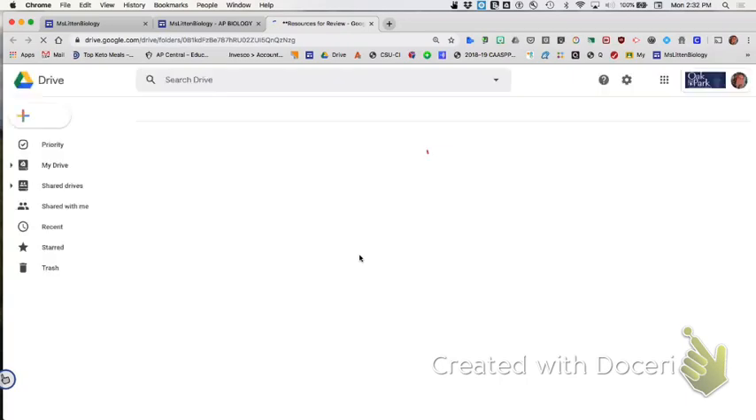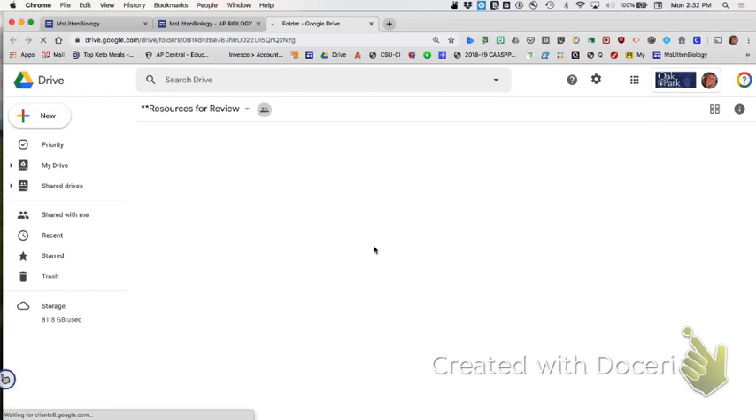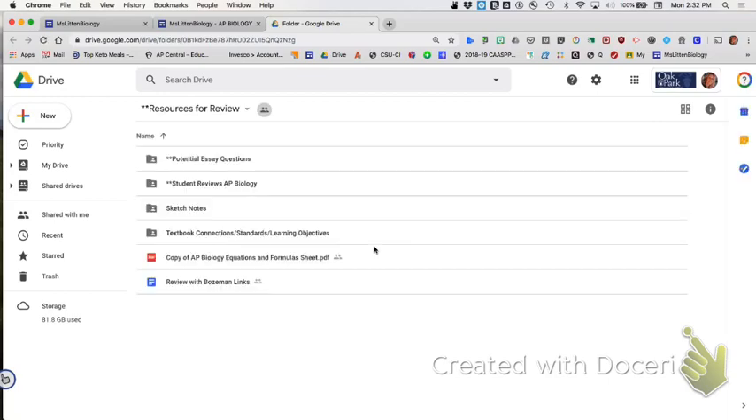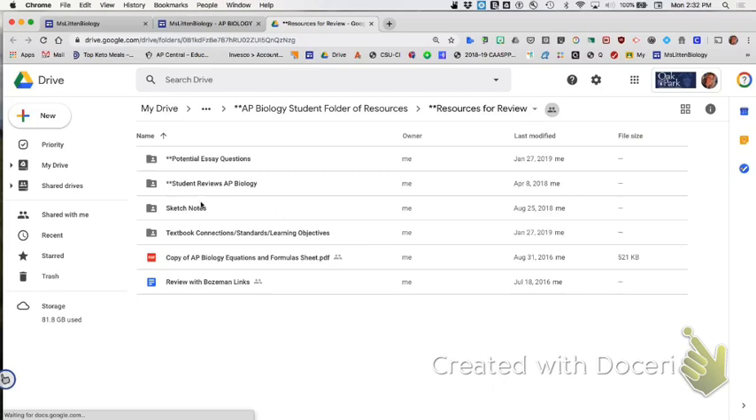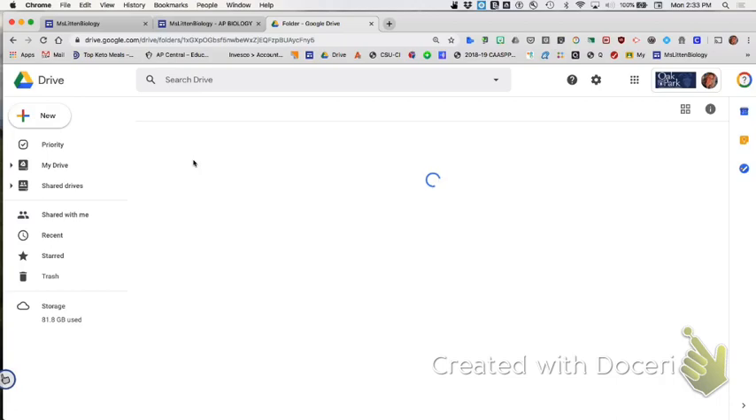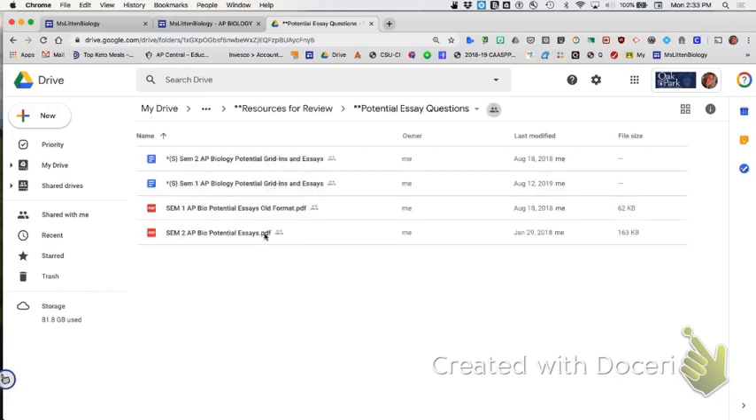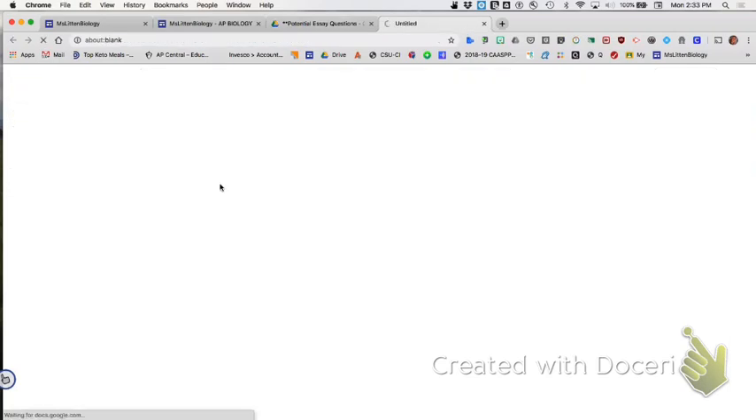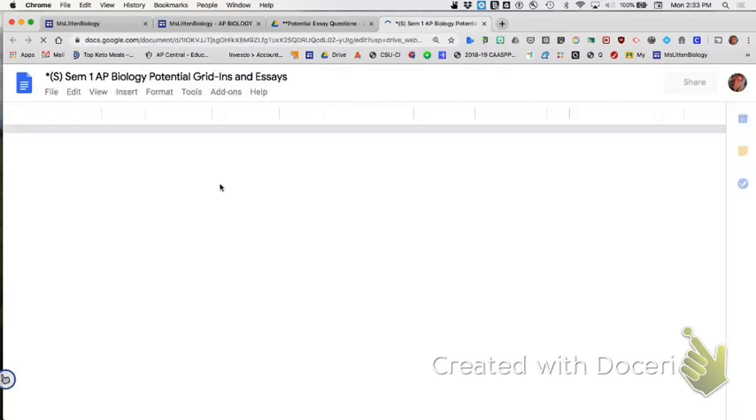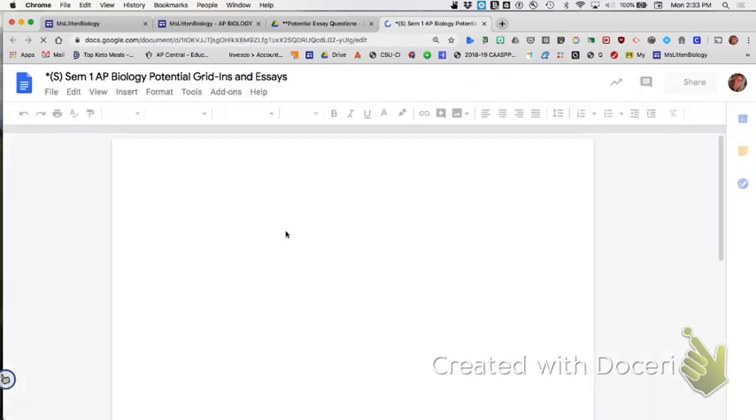And then once you are in resources for review, I would start a Google Doc and share it with a couple people that you can take notes with. I would go into potential essay questions. Remember, there are 2 potential essay questions here. These are written like the exam as it is now, post 2013.